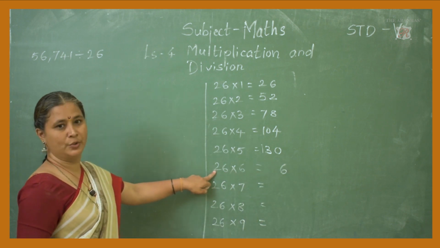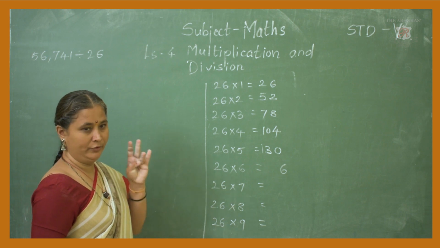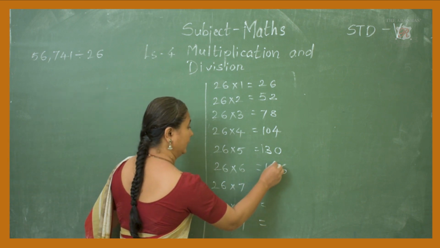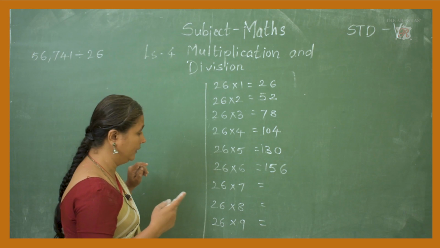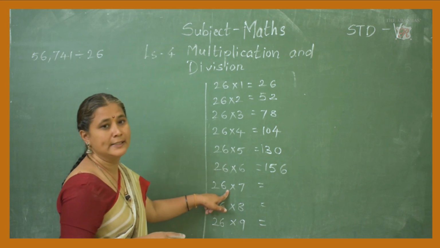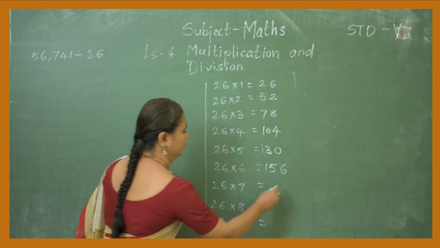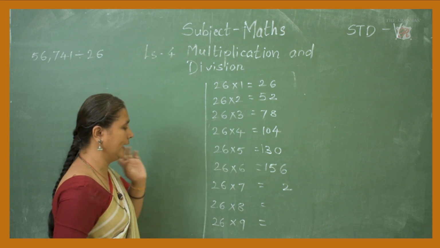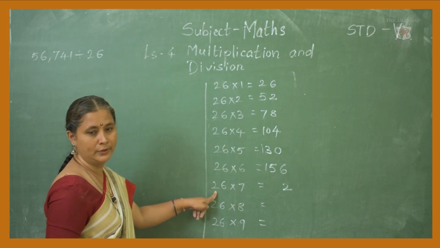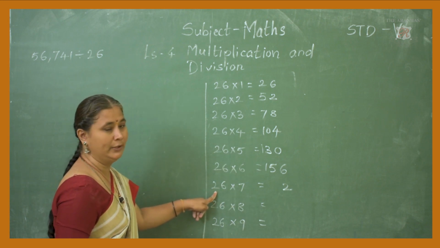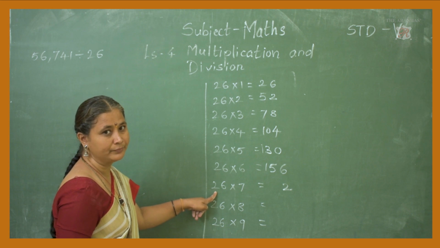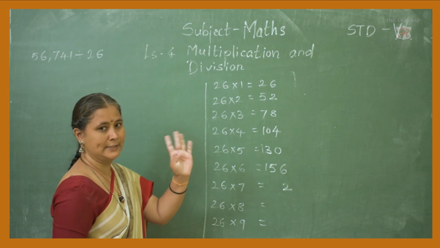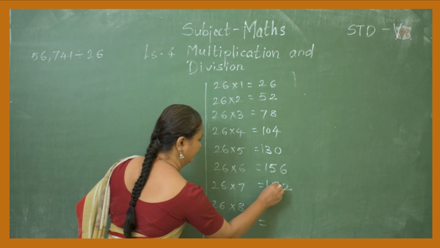6 twos are 12. 12, 13, 14, 15. Keep in the mind, the carry. 7 6s are 42. 2 for the answer, 4 for the carry. 7 twos are 14. Sorry, 7 twos are 14. 15, 16, 17, 18.